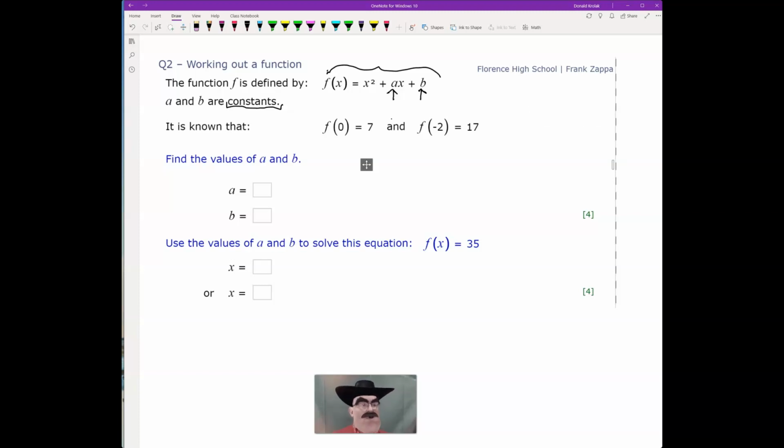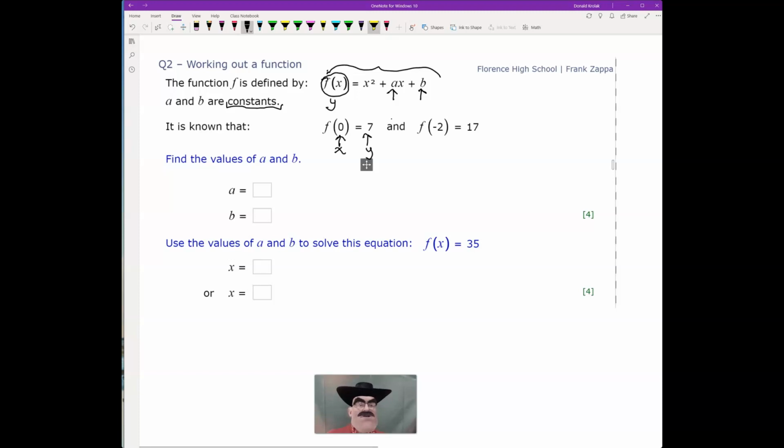All right, so we want to figure out what A and B are, and we're given this information. Now what this is telling you is this is the input or the x coordinate, and this is the output or the y coordinate. All right, this symbol f of x is the same as a y.